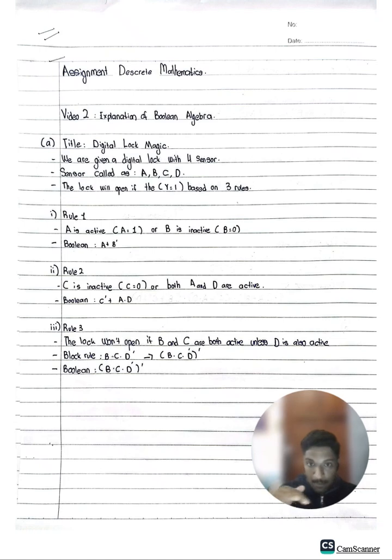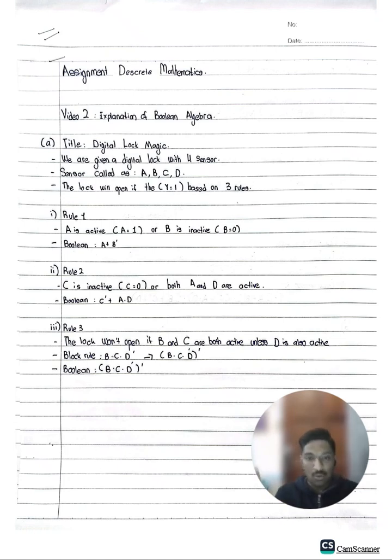Let me give my group's idea, which is digital lock magic. Digital lock magic has certain rules to open the lock. Number one, we are given a digital lock with four sensors called A, B, C, and D. The lock will open if Y equals 1 based on rule 3.